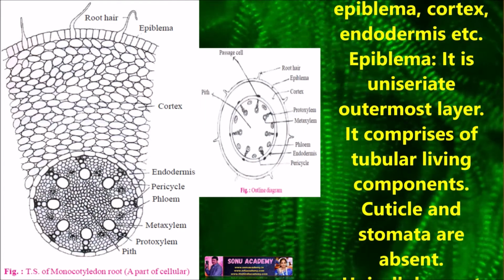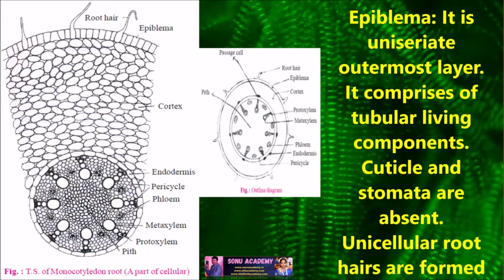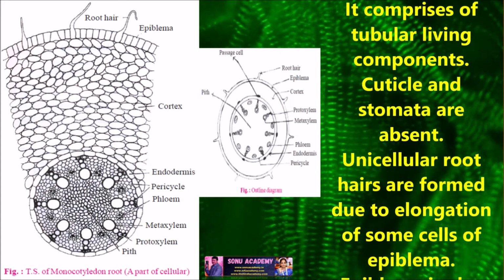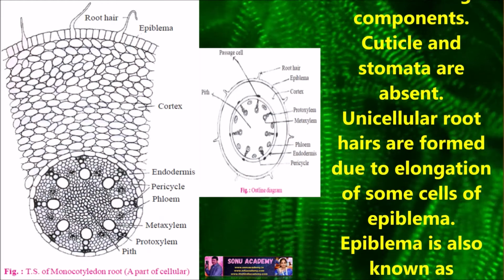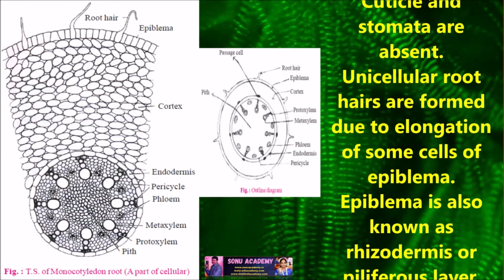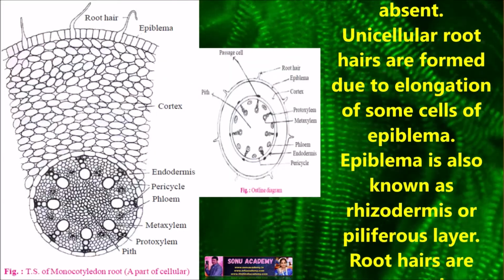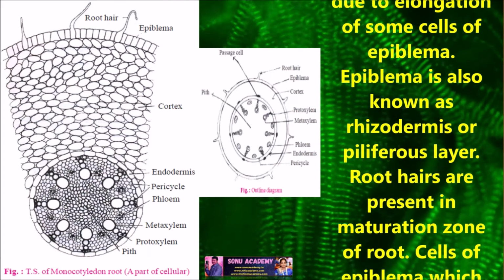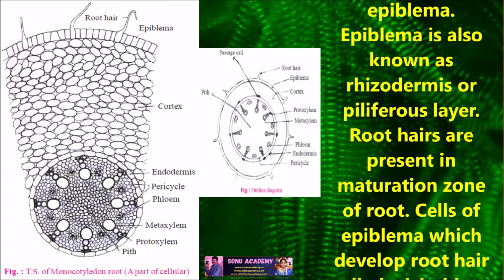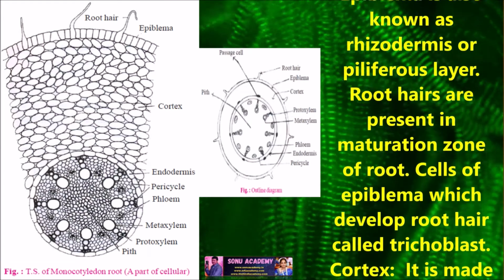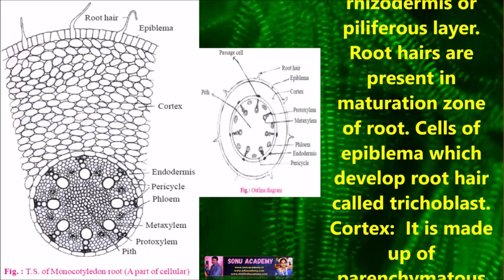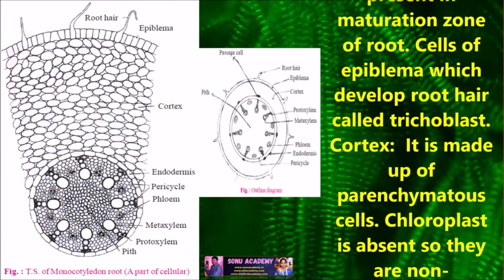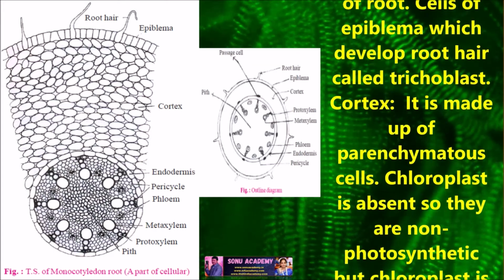Epiblema. It is a uniseriated outermost layer. It comprises tubular living components. Cuticle and stomata are absent. Unicellular root hairs are formed due to the elongation of some cells of epiblema. Epiblema is also known as rhizodermis and piliferous layer. Root hairs are present in the maturation zone of the root. The cells of epiblema which develop root hairs are called trichoblasts.